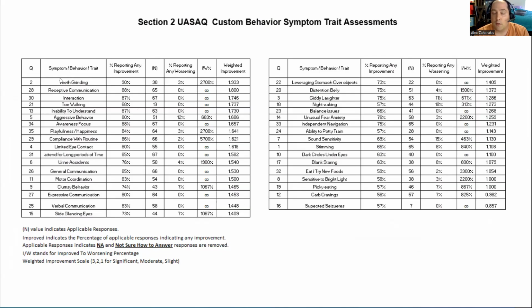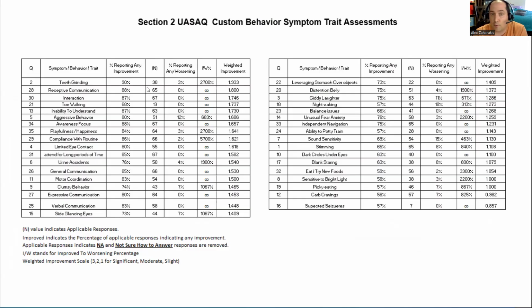Teeth grinding had come up as the most weighted improvement, with 90% of the people who were responding indicating there was an improvement in this metric or this particular trait or behavior. Receptive communication. So did you see an improvement in receptive communication? Yes. 88% of the individuals responding said that they did. It's representing 65 responses. Whereas in the teeth grinding category, although it was 90%, there was a lot of people that didn't have that as a symptom. So we're taking the NA out of it, right?